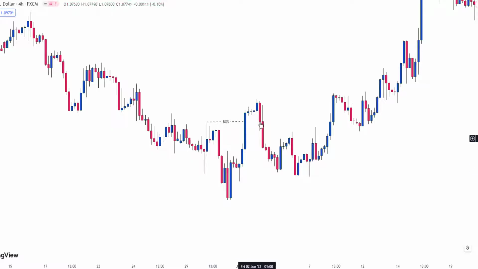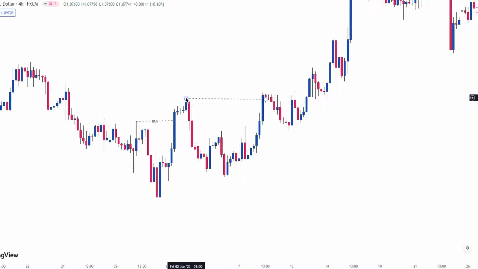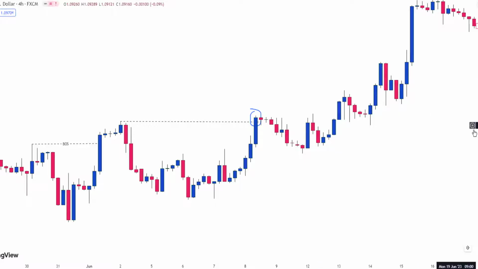But in breaking of that structure, even though this is a market structure shift, I will show you that. In breaking of that structure, you want to see the body of the candle closing above the highest level. Okay, so this is what we say. This is the highest level we identified from here to here. And then this is the breaking of this highest level.